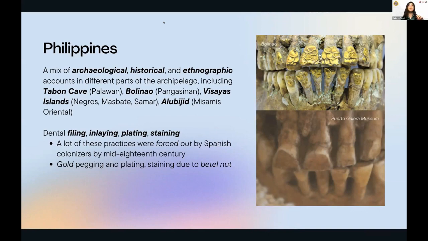And then the practices found across the archipelago include filing, inlaying, plating, and staining. However, a lot of the modification practices were forced out of the indigenous communities due to Spanish colonization, and most of them were wiped out by the mid-18th century. Another unique, I guess, practice to the Philippines was gold pegging and gold plating, as well as the staining of the teeth due to betel nut, both examples of which you can see to your right.